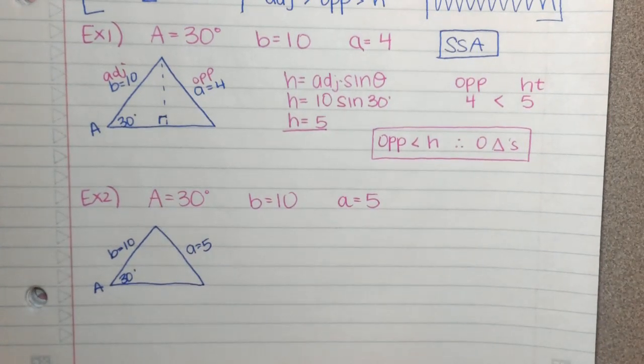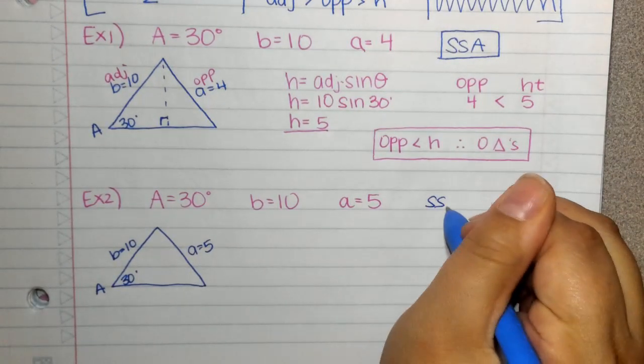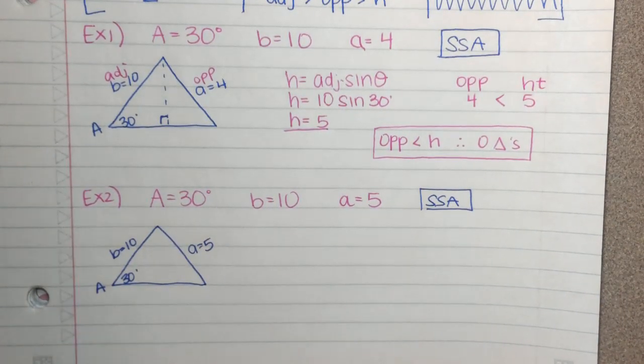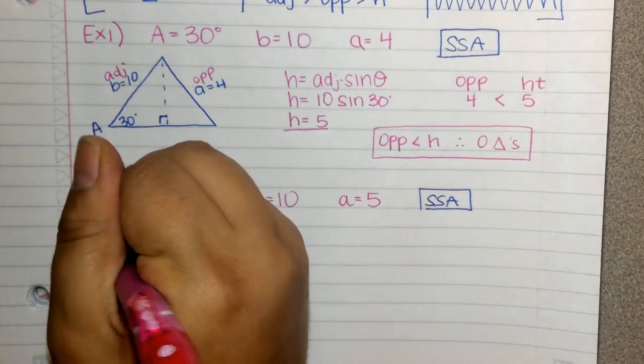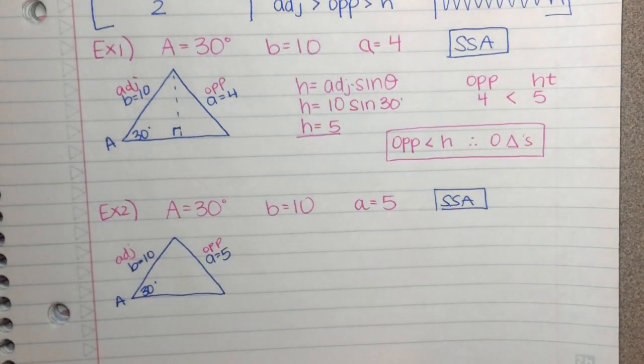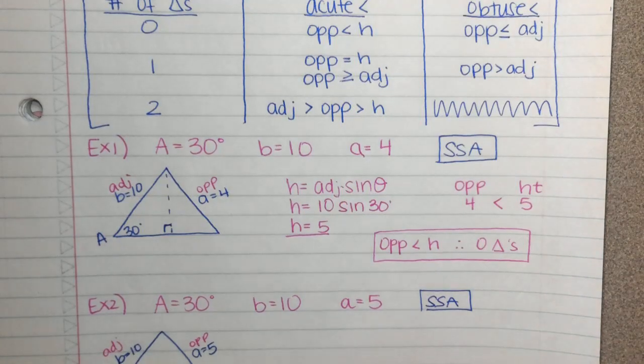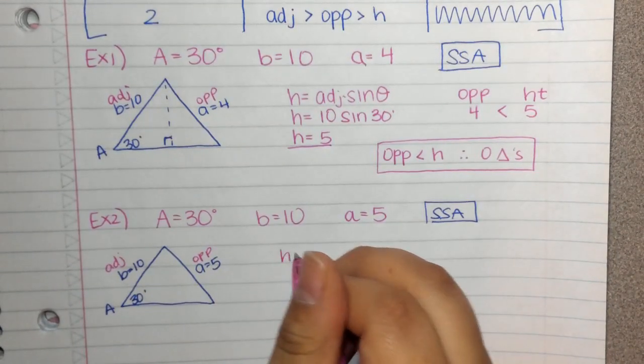Alright, what do we do first? No, before we do that. What type of problem is this? Side-side angle. It's side-side angle, so now I need to see, label your opposite and adjacent, is my opposite bigger than my adjacent? Nope, so I have to find the height. If it was, then you would just say one triangle, opposite is bigger than adjacent, and you'd be done. But since it's not, I'm going to have to find my height.